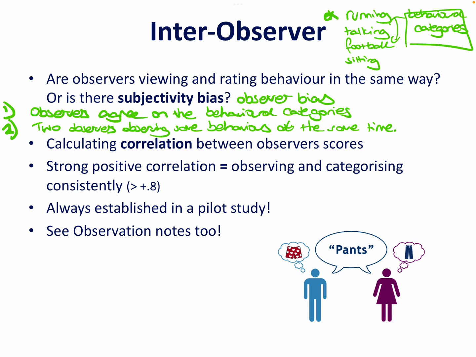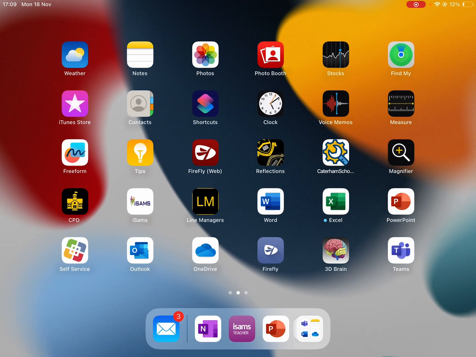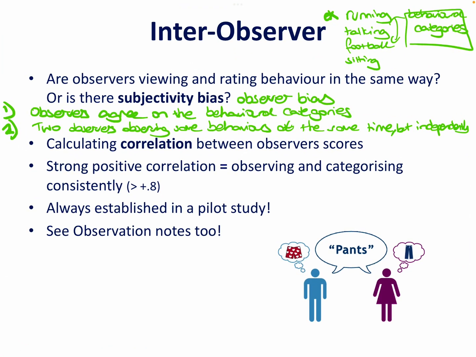Then we want to make sure that those 2 observers are observing the same people, the same behaviors at the same time, but independently. We wouldn't want them to observe together and to discuss what they're seeing together, because then we only have one set of scores and that won't allow us to correlate. We need to have the scores from observer 1 and we need to have different scores from observer 2 so that we can perform that correlational analysis. So they need to be independent so that we have separate sets of scores for each person.